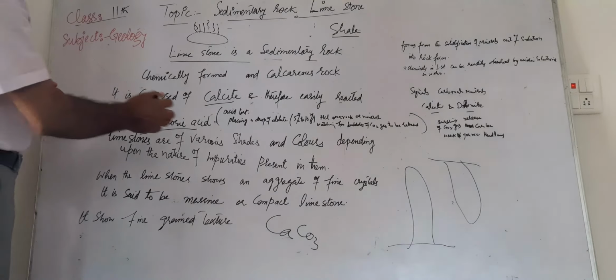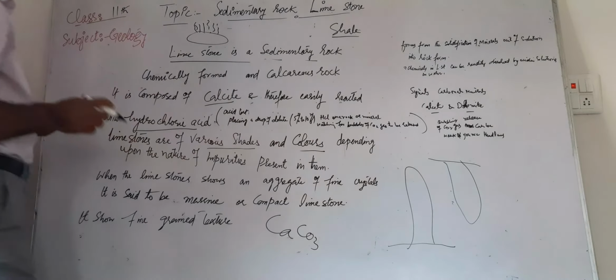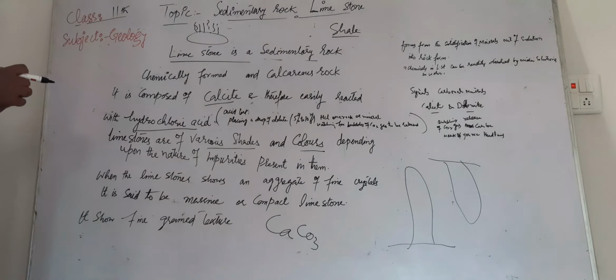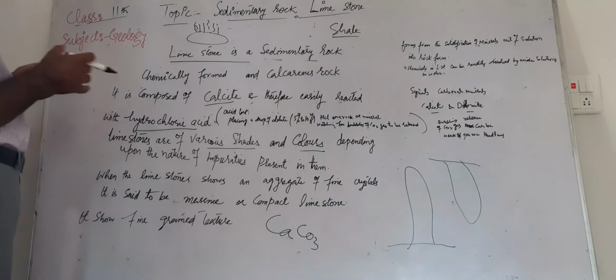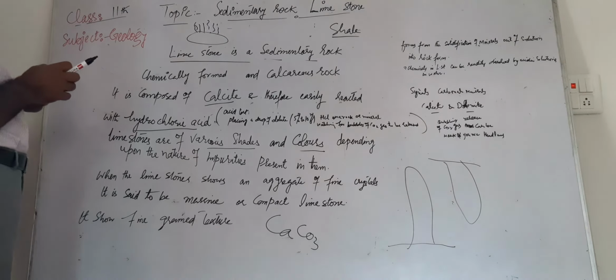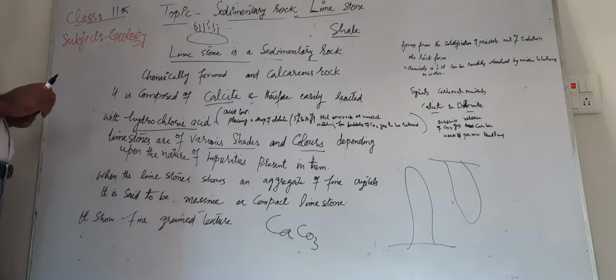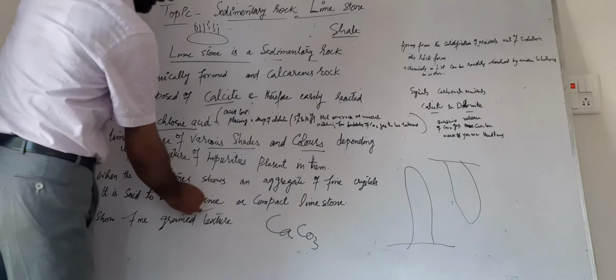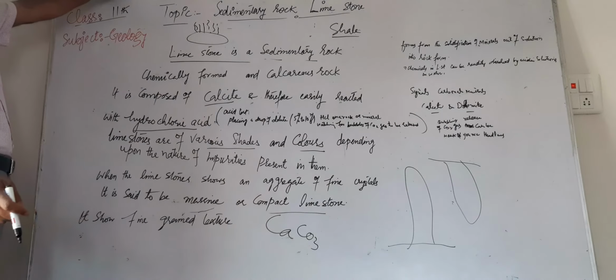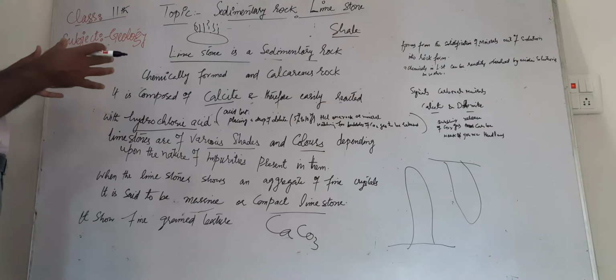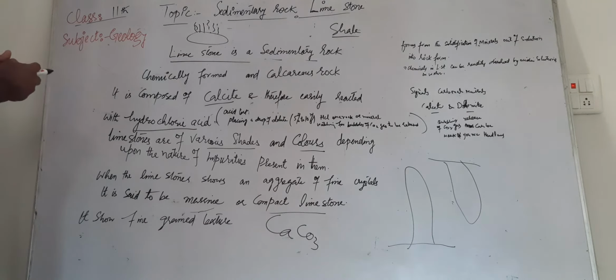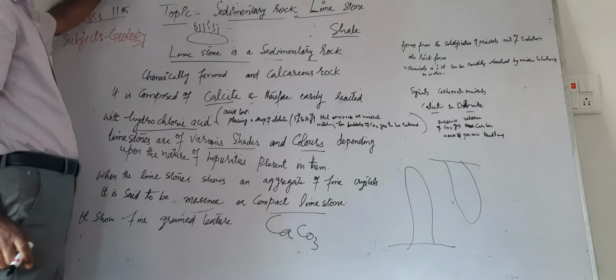Limestones are of various shades and colors depending upon the nature of impurities present in them. There are so many impurities present in them, that is why these limestones are of various colors and shades. When the limestone shows an aggregate of fine crystals, it is said to be massive or compact type of limestone. So these aggregate fine crystals show the massiveness, or we can say compactness, of limestone. These limestones have fine grained texture.